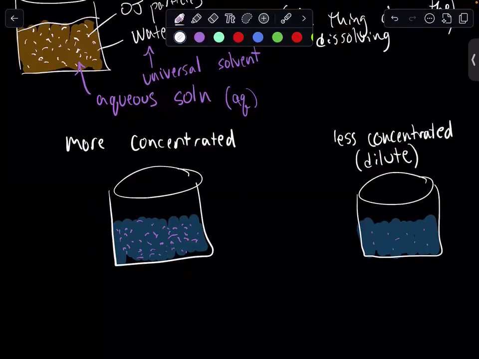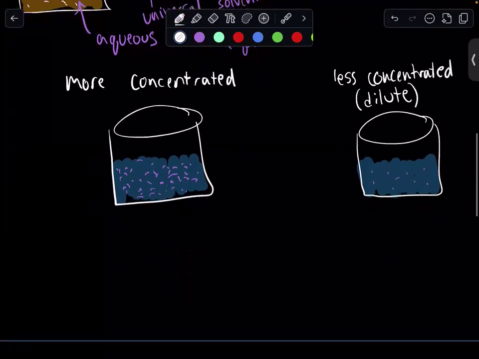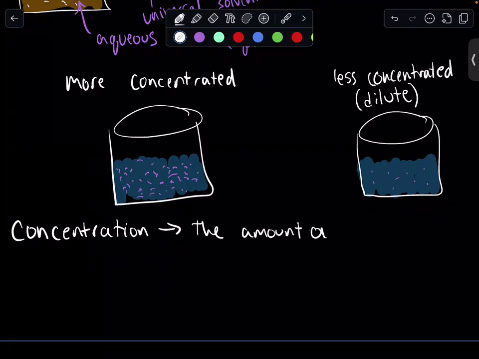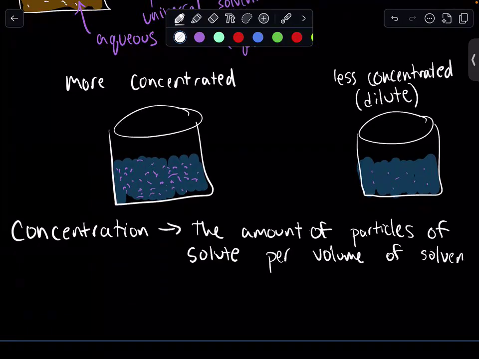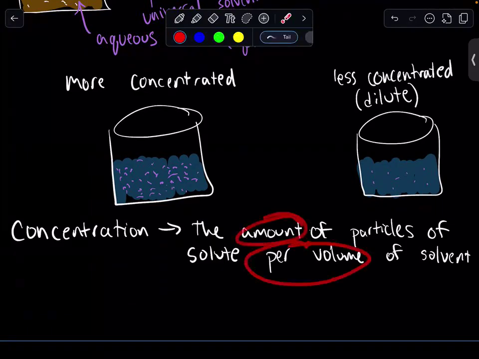And what is concentrated exactly? Well, what is concentration? Concentration is actually a very scientific term, and concentration is specifically the amount of particles of solute per volume of solvent. Now, there are some keywords here that you might have noticed: amount and per volume.